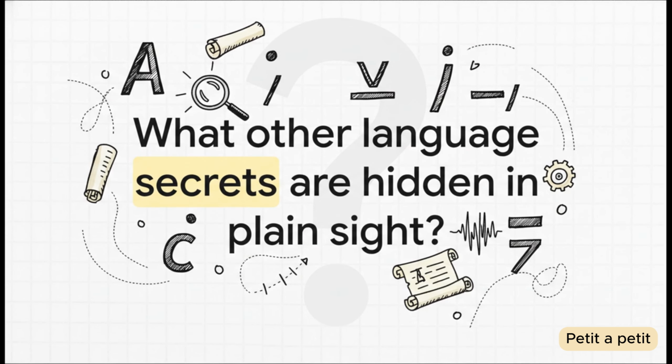So the next time you see a French word with an accent, you won't just see a squiggle anymore. You'll see a rule, you'll hear a sound, and you might even see a little piece of history. It really makes you wonder, doesn't it? What other language secrets are out there, hiding in plain sight, just waiting for us to decode them?